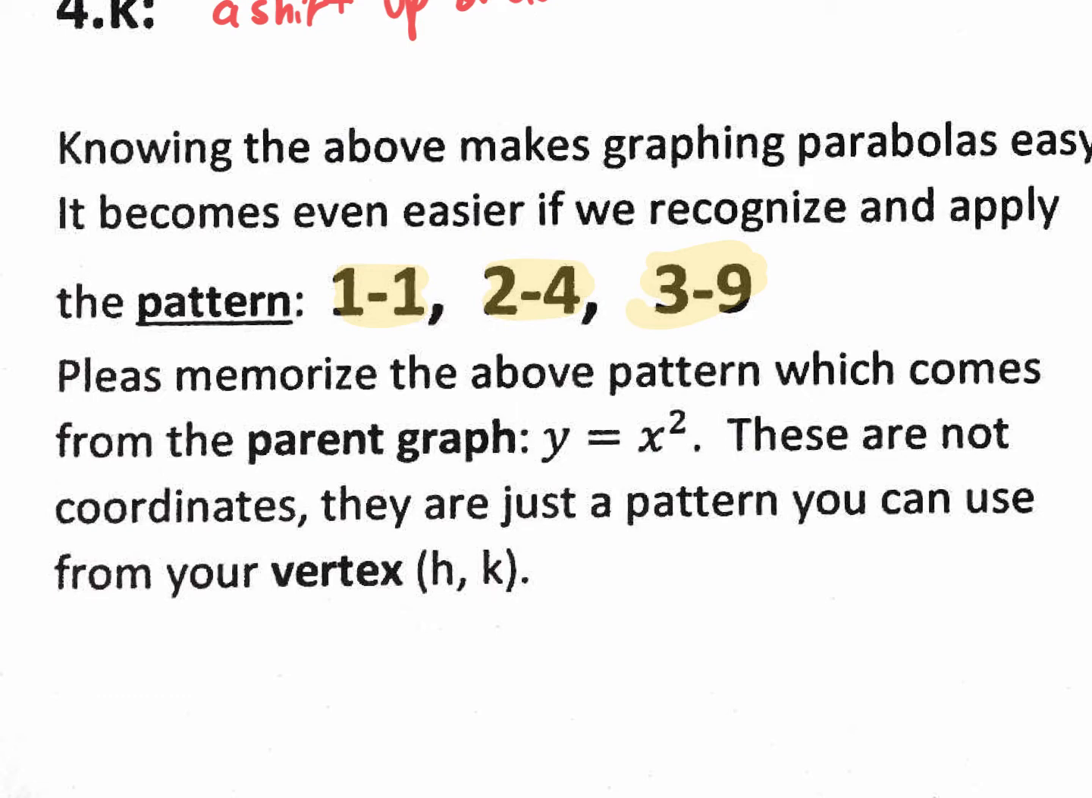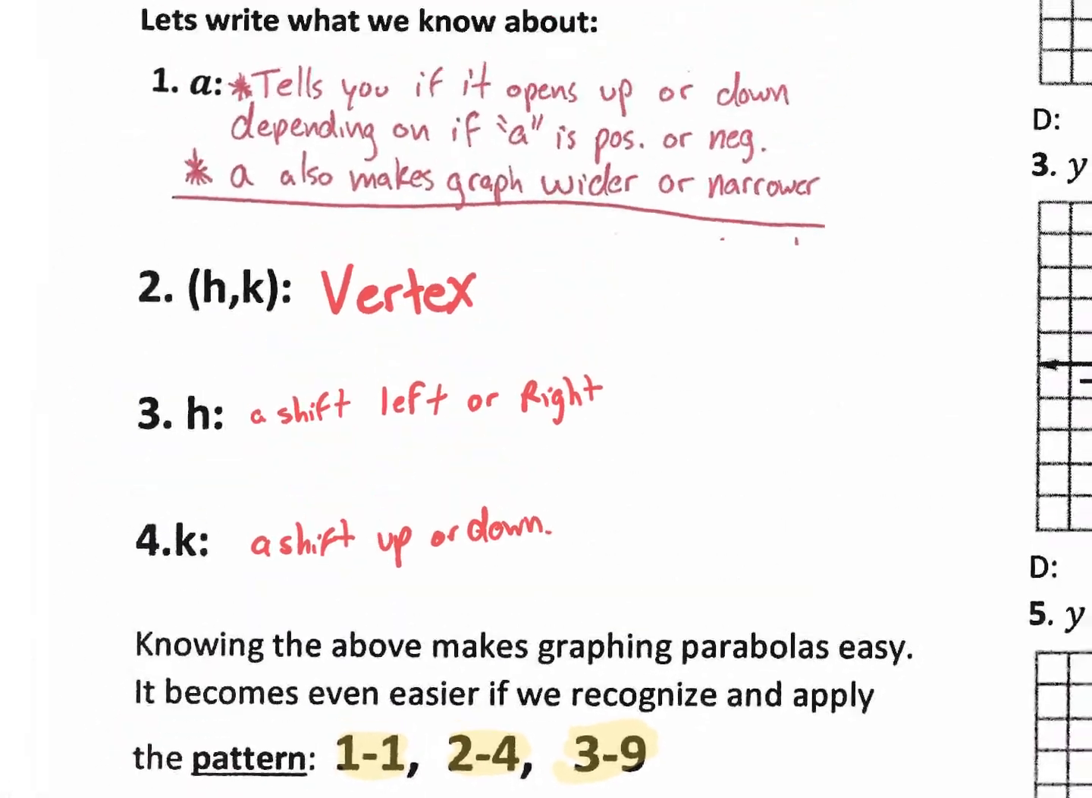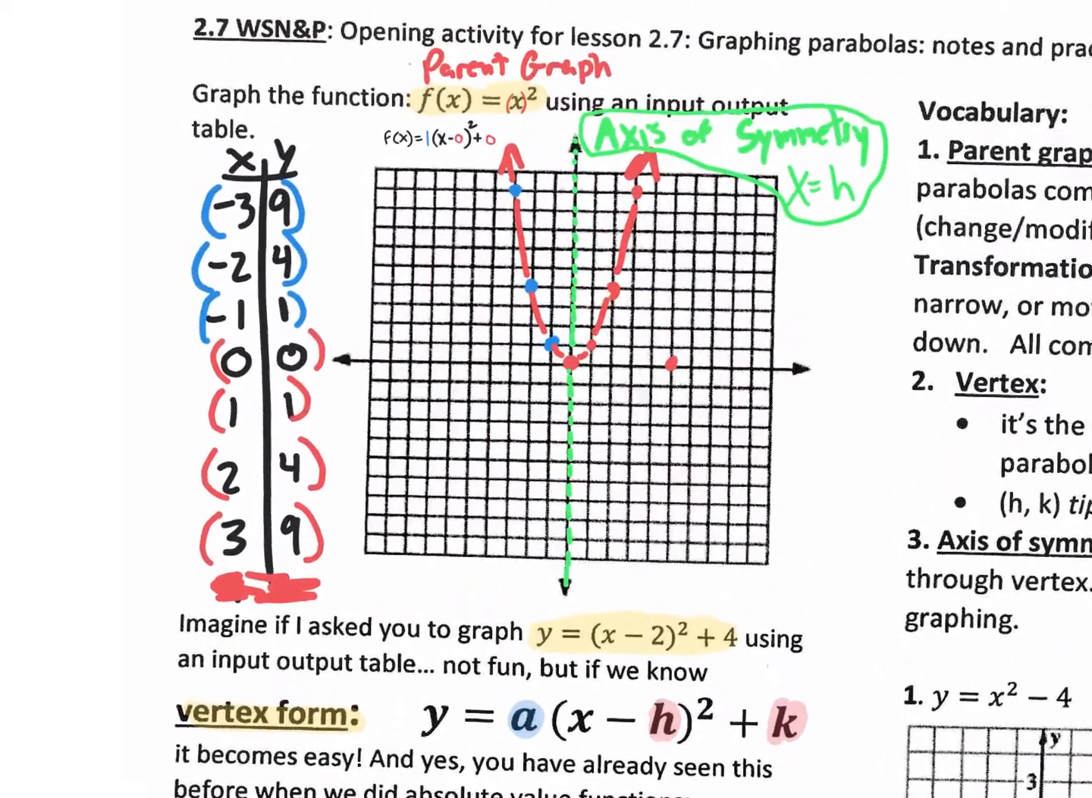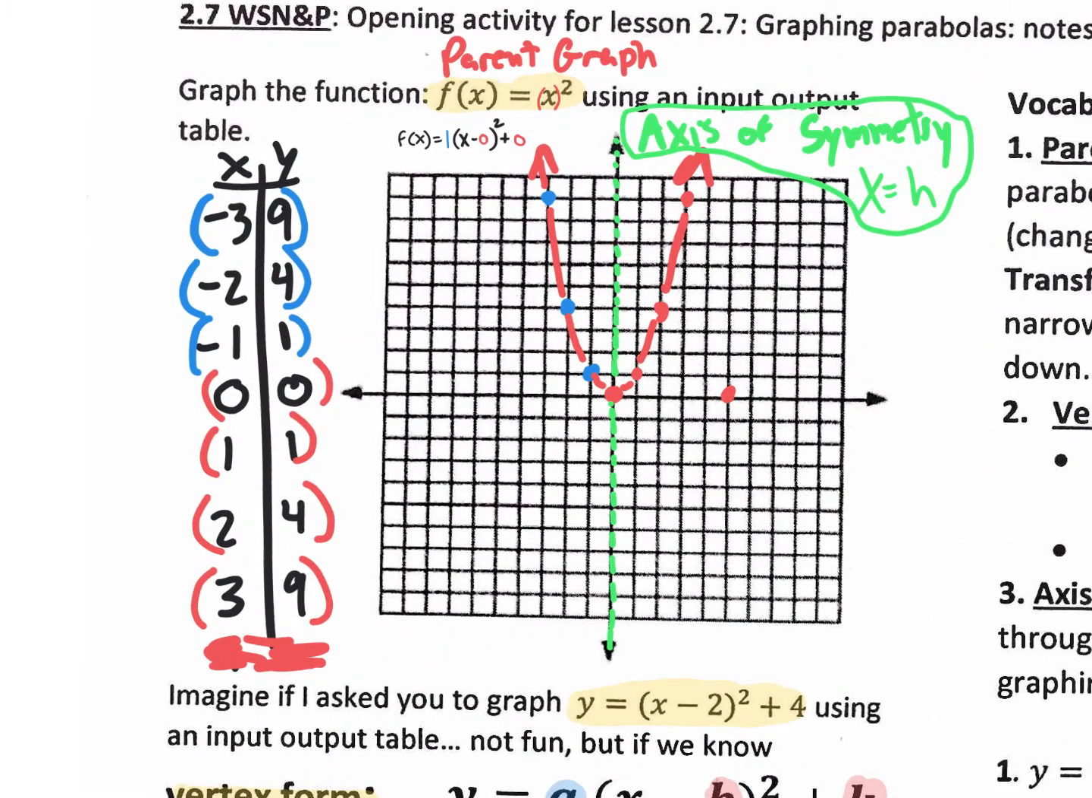This pattern 1, 1, 2, 4, 3, 9 is amazing if your a value is 1. Now, it's not like some mathematician said, let's make up a pattern and have people memorize it. No. The pattern of 1, 1, 2, 4, 3, 9 came from the parent graph. This is the parent graph. This has the a value of 1. So we know that any parabola with the same a value of 1 will be exactly this width.